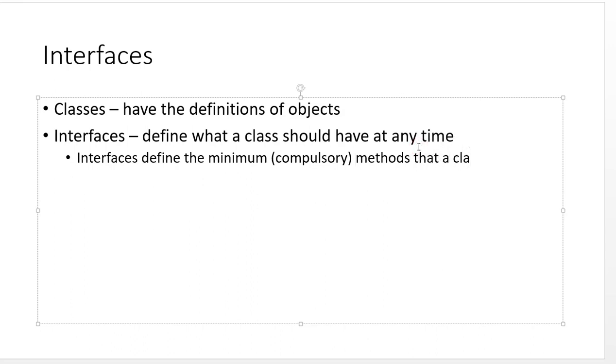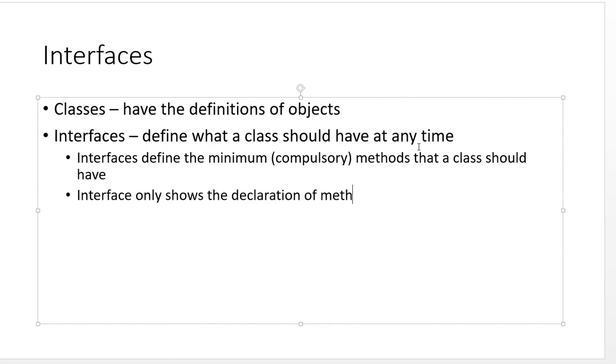So a class can have 10 methods, but out of those 10 methods, there are probably 1 or 2 or 3 methods that are compulsory, and they've been defined in an interface. So let's just look at an example of what an interface would be like, and also the structure of an interface. An interface contains the declaration of methods only.